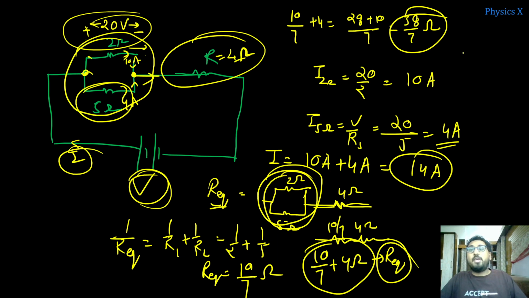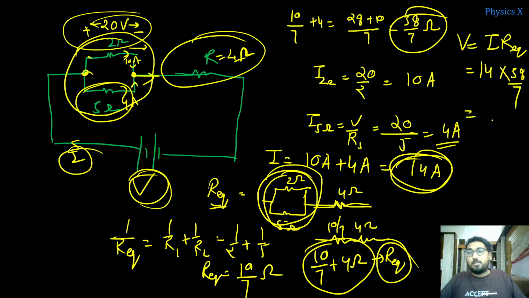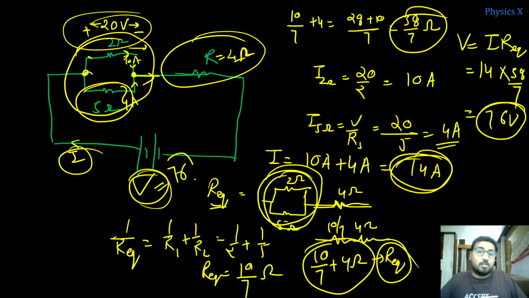So what is now V? V is equal to I total into R equivalent. So what is I? I found it to be 14 ampere. So 14 into 38 by 7. What is this? 7 two times it will go, 2 8 is 16 and 76. So you can see that the total voltage is 76 volts.